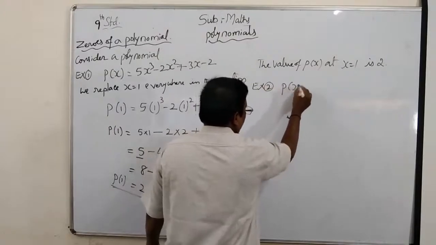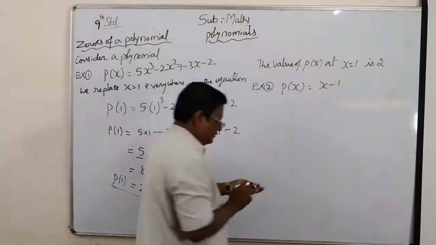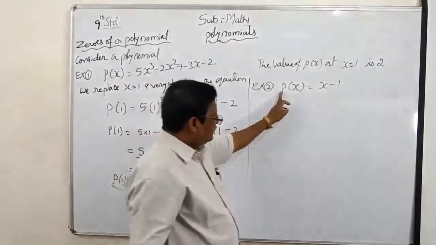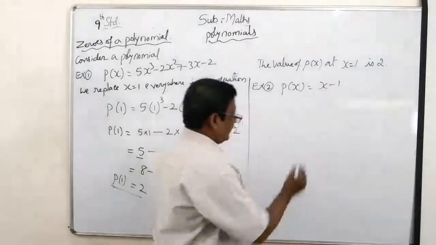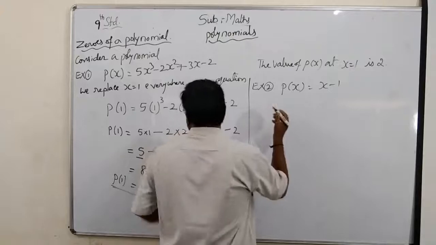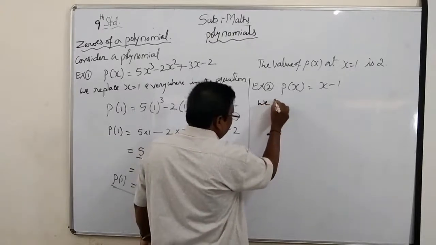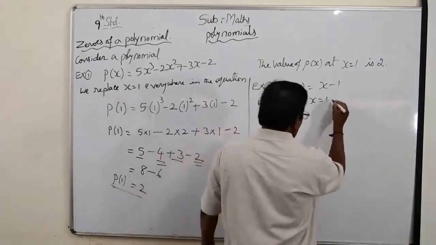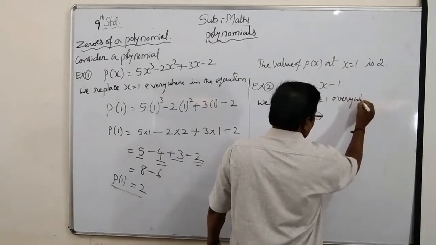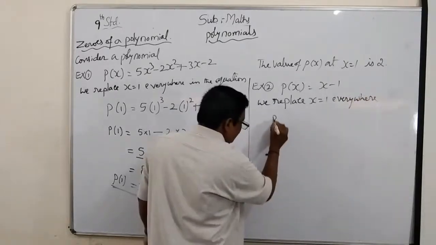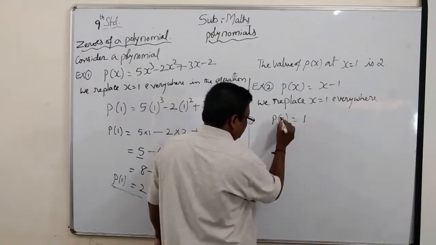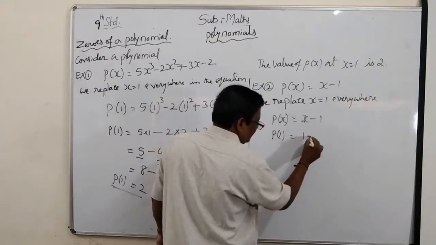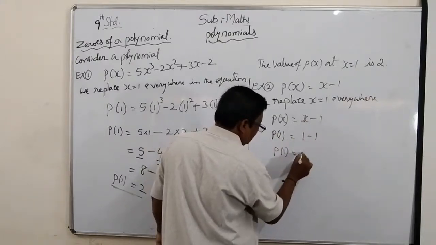Example number 2, p of x is equal to x minus 1. Here, suppose we replace x is equal to 1 everywhere. Then p of 1 is equal to 1 minus 1. P of 1 is equal to 0.